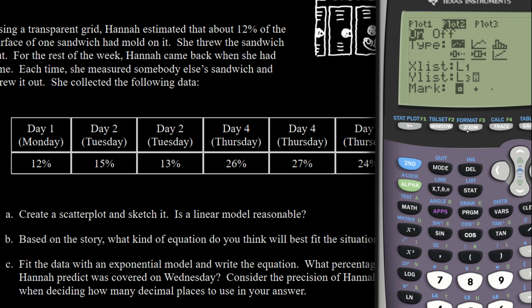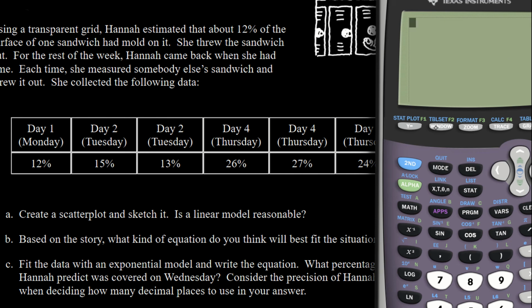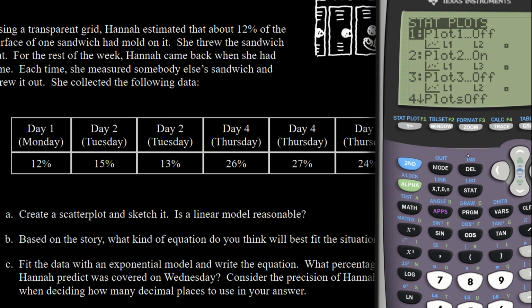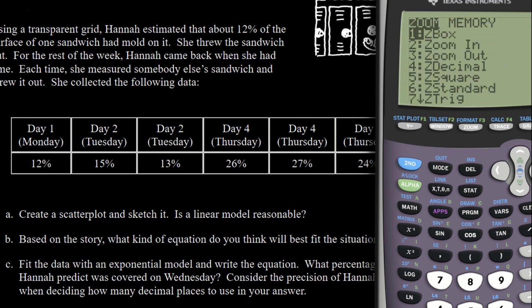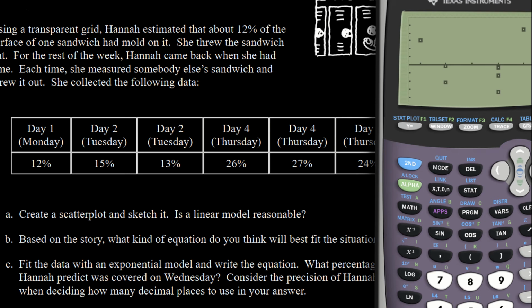I'm going to zoom this again, so I'll hit zoom, and oh no, that's not right, let me quit this. I don't know what I did. Let me go back to that. No, that's correct. So I can quit this. I'm going to hit zoom 9. Okay, there we go.